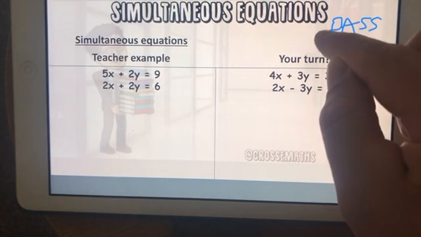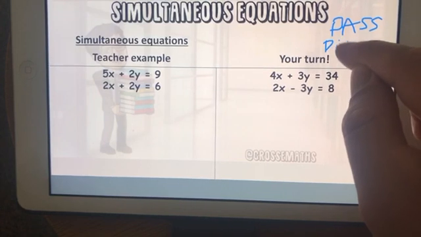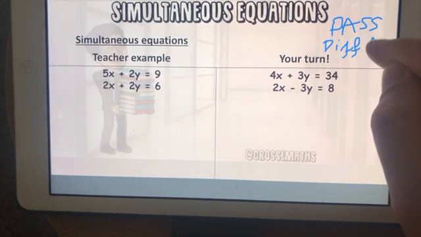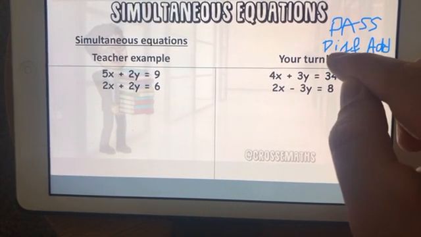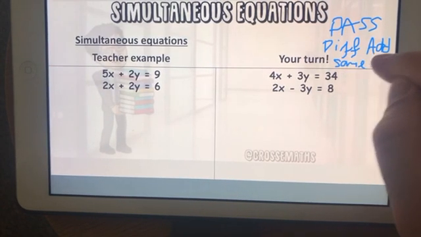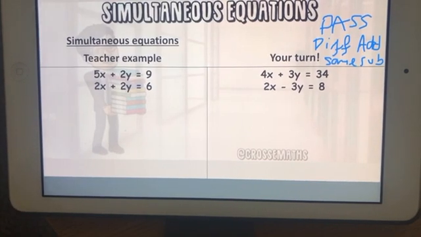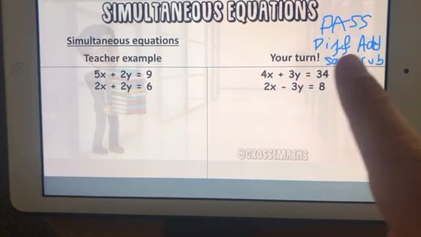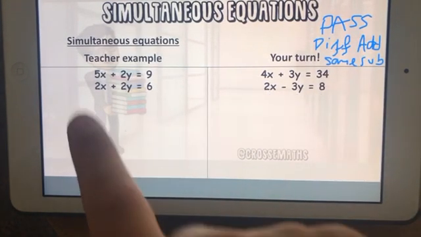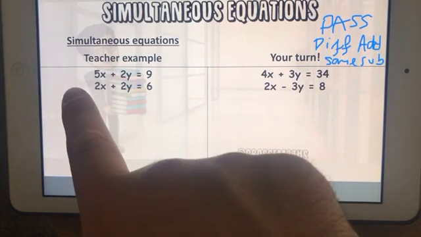Different, add, same, subtract. I haven't written that very well in the corner, but I want you to remember that. So if the signs are different, you're going to add. If the signs are the same, you're going to subtract. So here they're the same, so I'm going to take away.